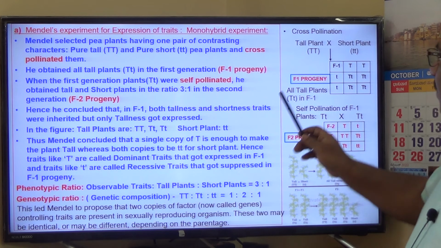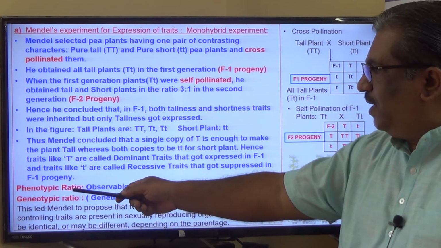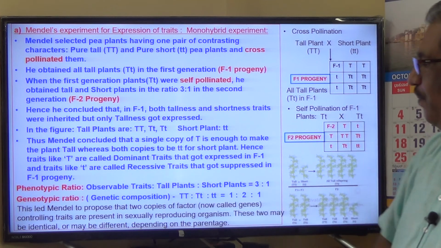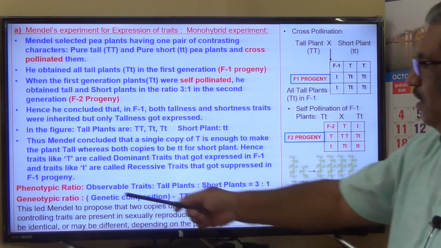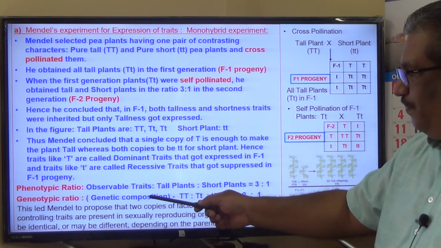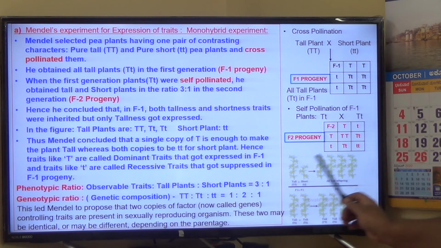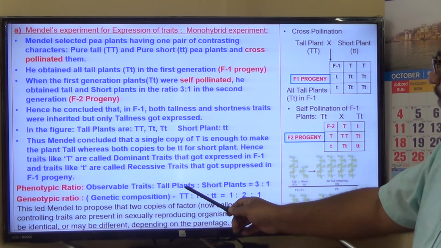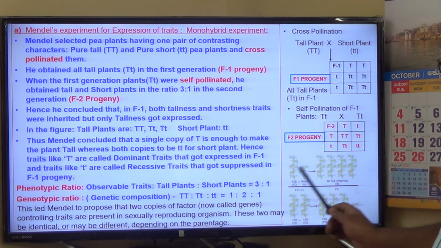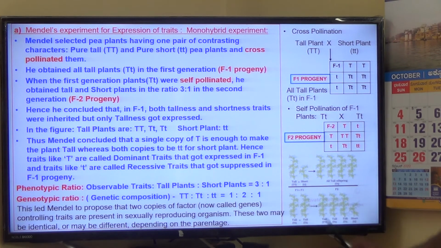Now let us take a look at the ratios in these two Punnett squares. One is the phenotypic ratio and the other is the genotypic ratio. In F2 progeny, the phenotypic ratio refers to the ratio of observable traits. What are observable traits over here? 3 tall plants, 1 short plant. Observable traits are tall plants versus short plants. The ratio of tall plants to short plants is 3:1. Here you can see, this is tall, this is tall, this is tall, and this is short, 3:1.